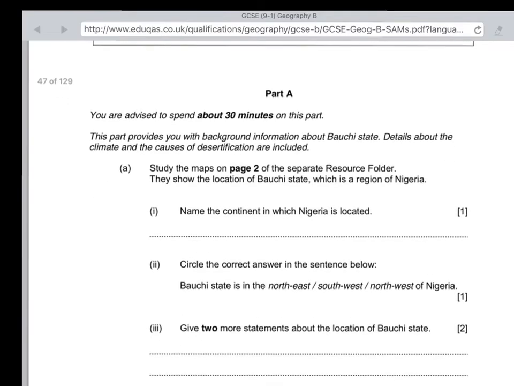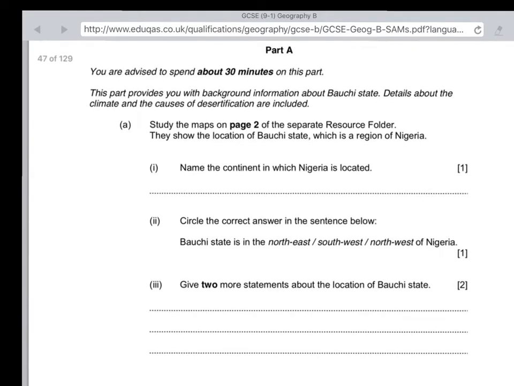So let's look down here and start off. Some nice easy questions to start with, the basic map work questions. Name the continent in which Nigeria is located, that's obviously Africa. You'll need to look at the map for that, and then there are 2 statements about location.